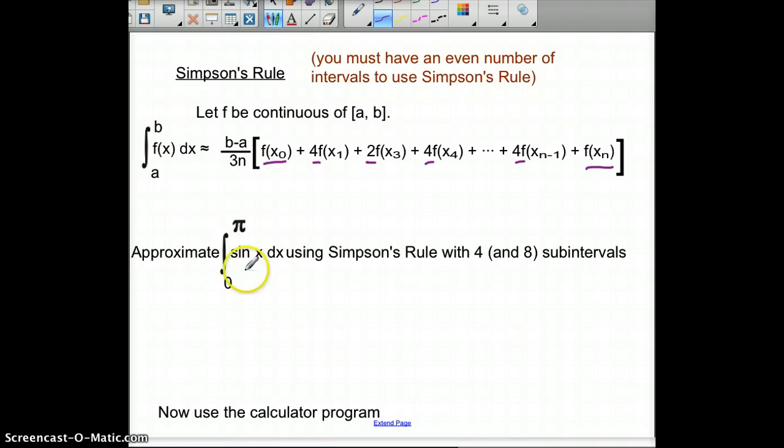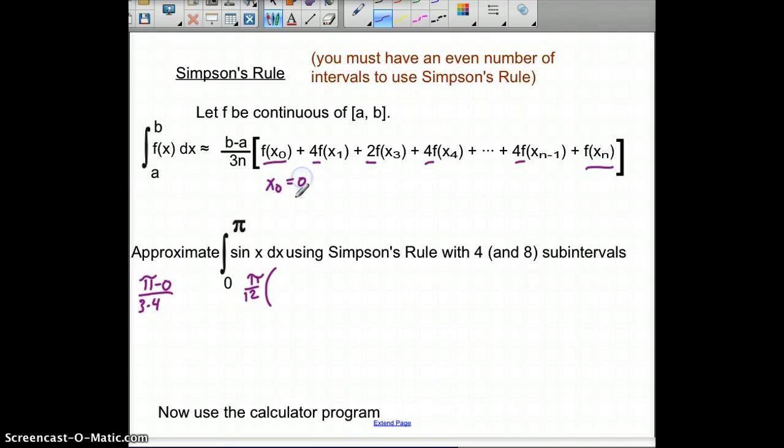So approximating the integral of sine x from 0 to pi using Simpson's rule with 4 and then 8 subintervals. Let's do this one by hand. So b minus a is pi minus 0 over n. Let's do 4. And then times 3. So that's that coefficient in there. So we're going to have pi over 12 times the integral of f of x sub 0. We have to figure out what our x values are.